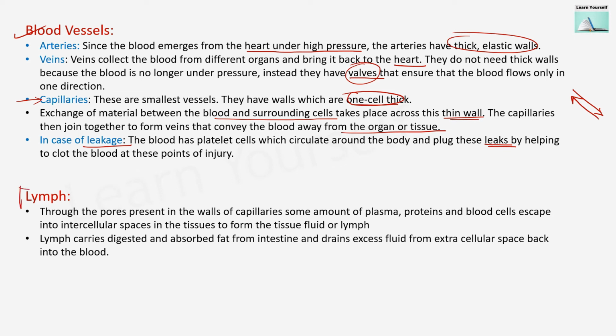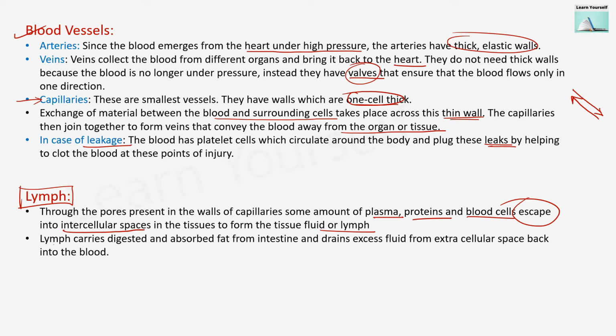Now lymph is one of the important fluids in our body. Through the pores present in the walls of capillaries, some amount of plasma, protein and blood cells will escape out from the capillaries and go to the intercellular spaces to form this tissue fluid. It is known as lymph because they have escaped out. The capillary walls are very thin, so they can come out and flow into the intercellular spaces.